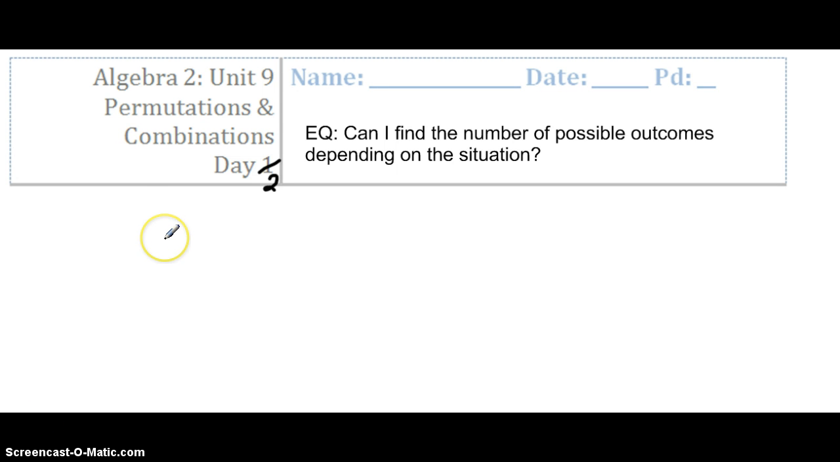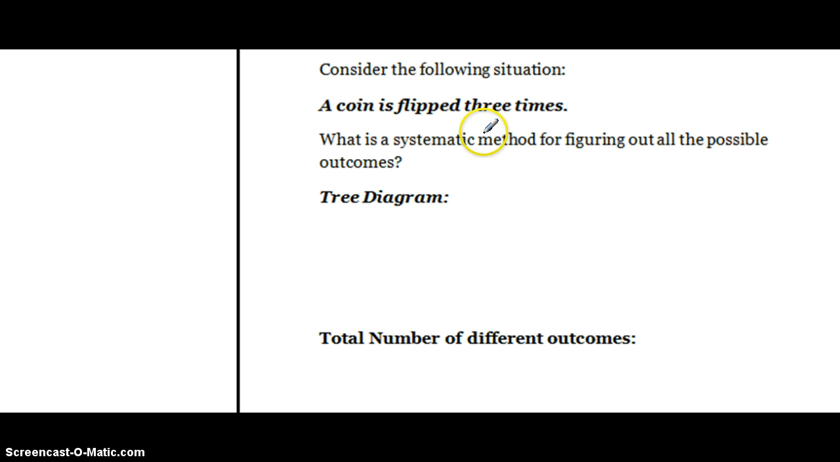Tonight's topic is permutation and combinations, and please change your notes to say day 2. The essential question is, can I find the number of possible outcomes depending on the situation? So our first example or situation is we have a coin that's flipped 3 times. If you think about a coin being tossed, it could either land on heads or tails. A tree diagram is a systematic method for figuring out all the possible outcomes.